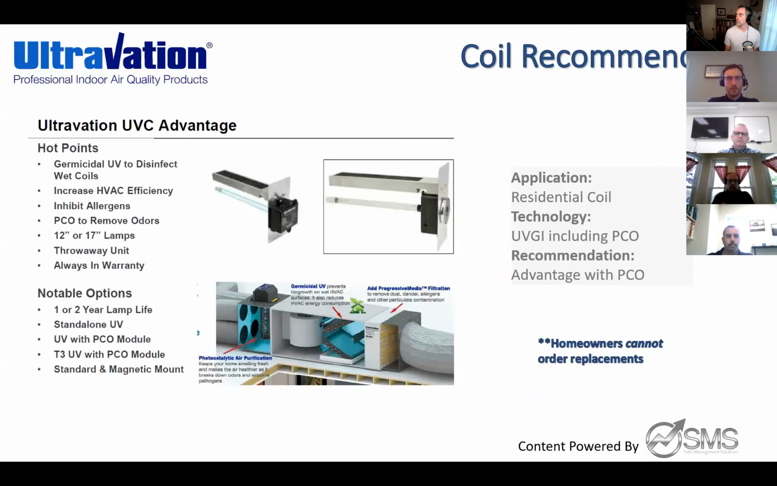First, we're going to go over our UVC Advantage. This is for residential coil applications. This is our entry-level product into IAQ for coil treatment. It can be bought just as a coil lamp, or you can also get it with a PCO module on it as well. This is to disinfect wet coils. It does increase your HVAC efficiency and inhibits allergens. You can add the PCO on it to remove odors. It is available in a 12 or a 17-inch lamp.